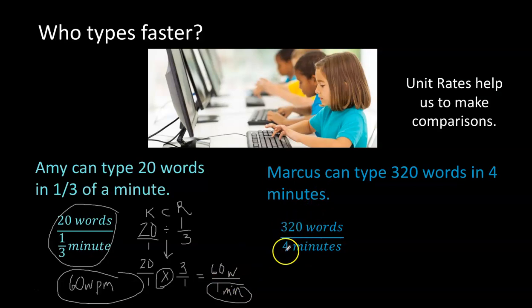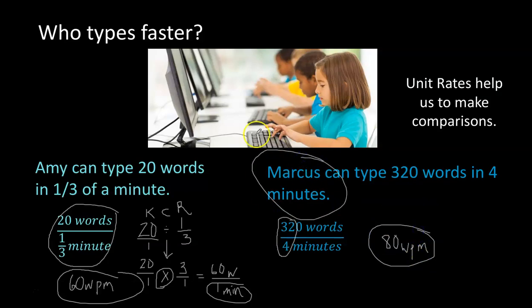If you think about 320 divided by 4 in a different way, it can help you to do this more easily. I like to split this up into 32 divided by 4 and think about what that would equal. 32 divided by 4 equals 8, so 320 divided by 4 equals 80. So Marcus's typing speed is 80 words per minute. That means that Marcus can type faster. So when we're asked who types faster, Marcus does. He can actually type 20 more words per minute than Amy.